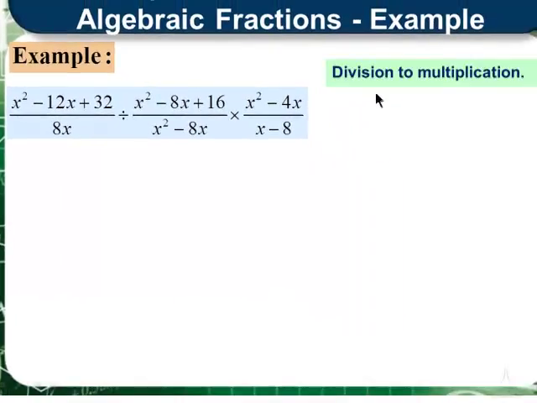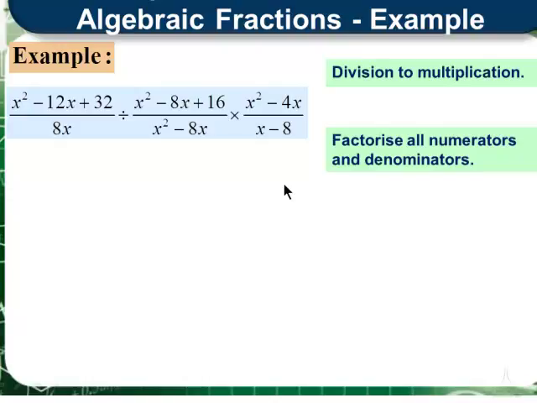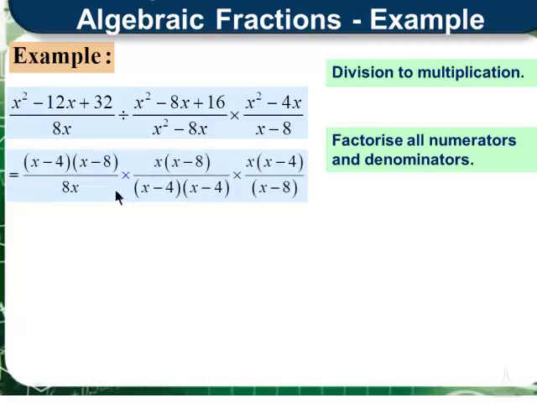Clearly, division should be changed to multiplication, as was demonstrated in the previous slide. So instead of dividing by the second algebraic fraction, we have to multiply by its reciprocal. And after that we need to attempt to factorize all the numerators and denominators of the algebraic fractions which make up this particular expression. So let's do two steps in one.